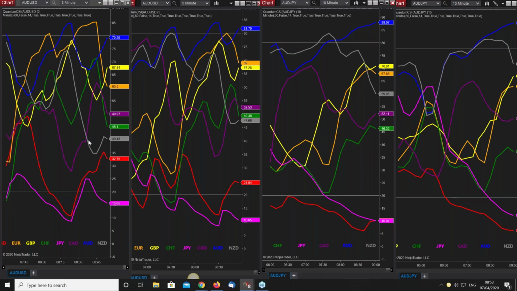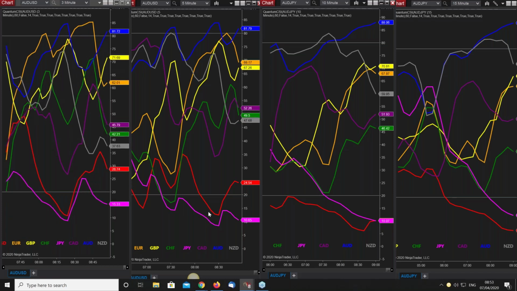It's up into overbought. Got the yen down here and oversold. The Aussie, the dollar here, that's flip-flopping around. That's in oversold, oversold, oversold. You've got the Aussie, which is still continuing to climb very strongly. New Zealand started to roll.